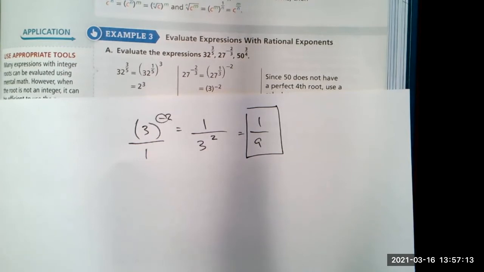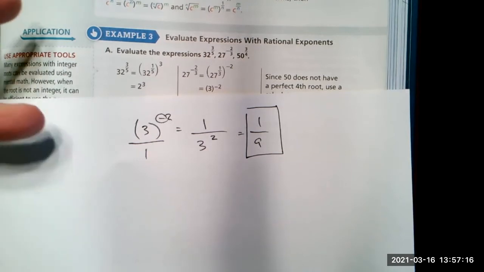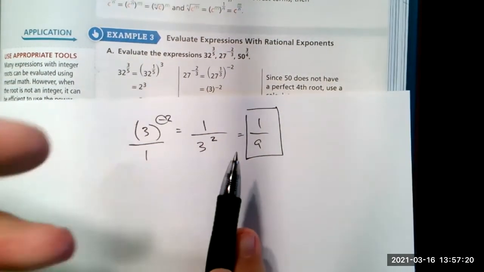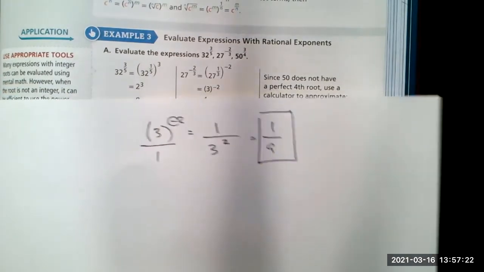So anytime you have a negative exponent, you're going to flip it. Just make sure that negative sign goes away. Once you do that action of flipping it, the negative sign goes away.